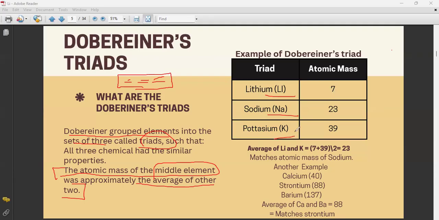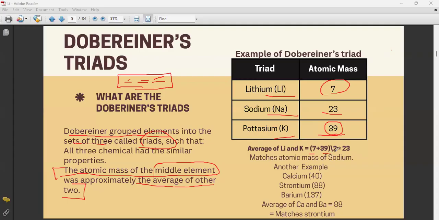Lithium has an atomic mass of 7, sodium is 23, and potassium is 39. For the average of lithium and potassium, I hope you know how to calculate the average. Just in case you don't, let's see. We take the sum of the first and the last term, which is 7 plus 39.